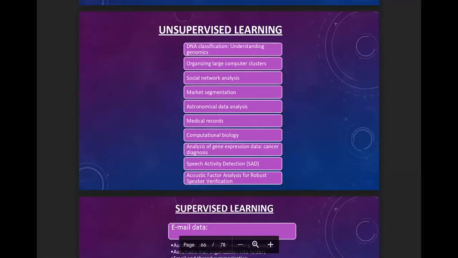Then you have unsupervised learning, where applications can be used. The unsupervised learning part covers DNA classification, social networks, market segmentation, astronomical data, medical records, computational biology, then speech activity detection and acoustic factor analysis for robot speakers.